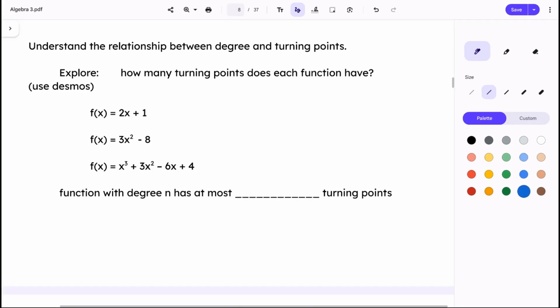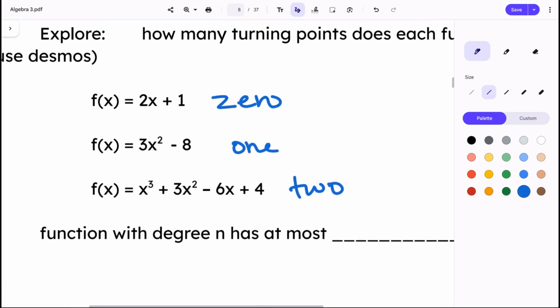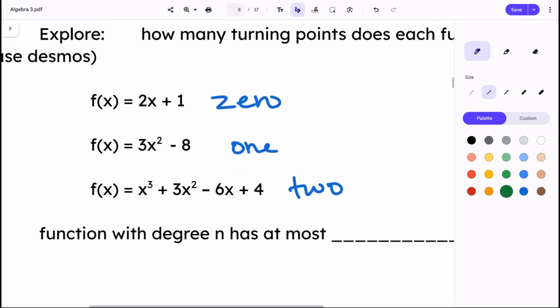Okay, so you guys said that this one had 0, this one had 1, and this one had 2. Look at your leading term and look at the exponent that the letter has. What does this x have as an exponent technically? A 1. This one has a 2, and the next one has a 3. What's the connection between the exponent and the turning points? It has 1 less every time.